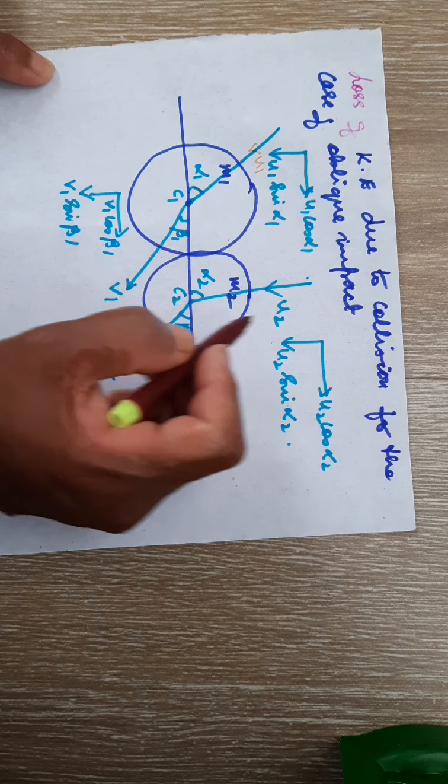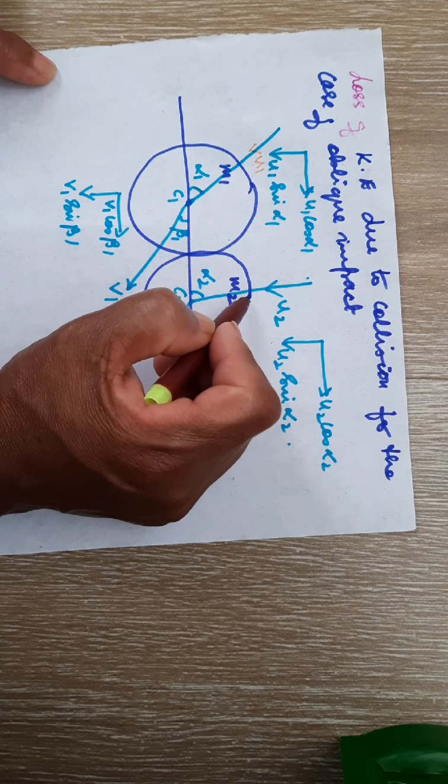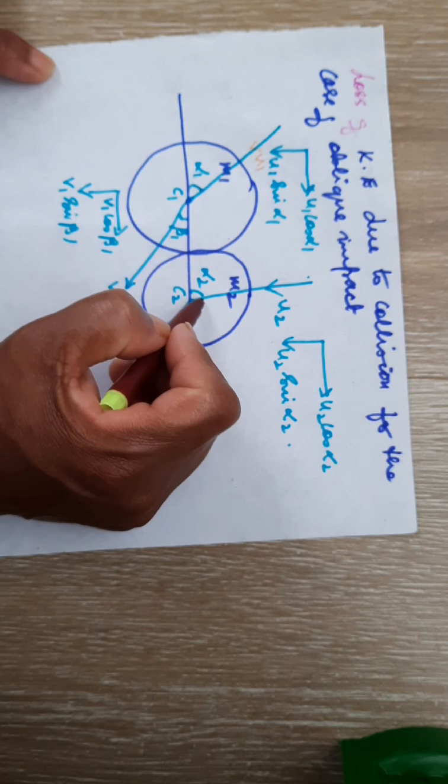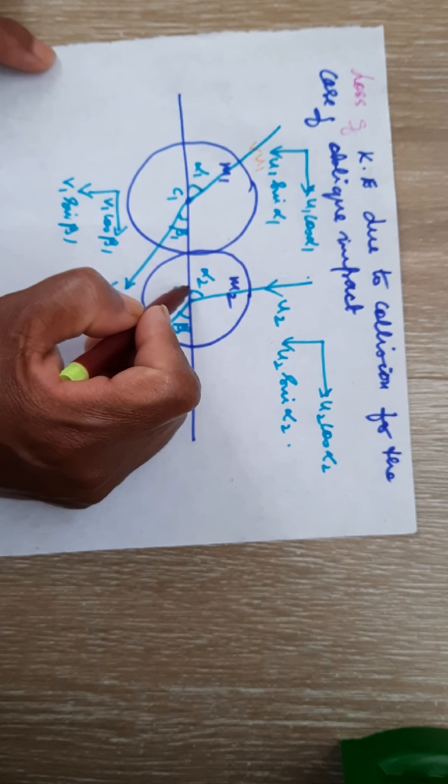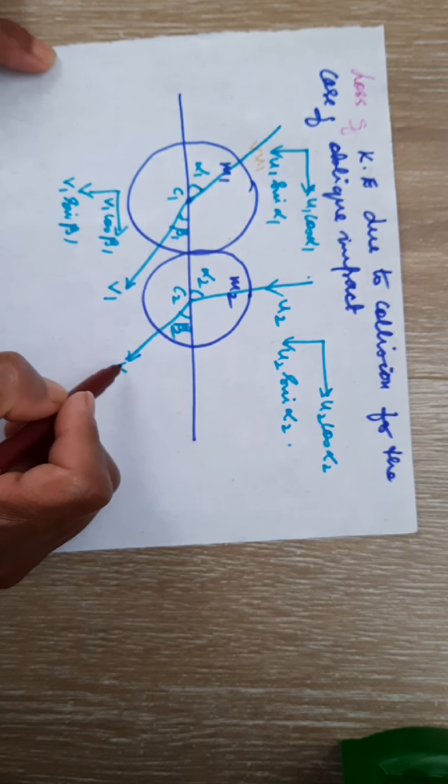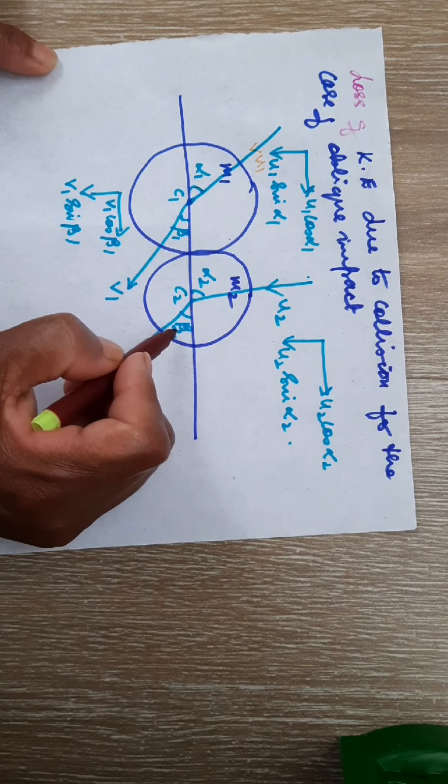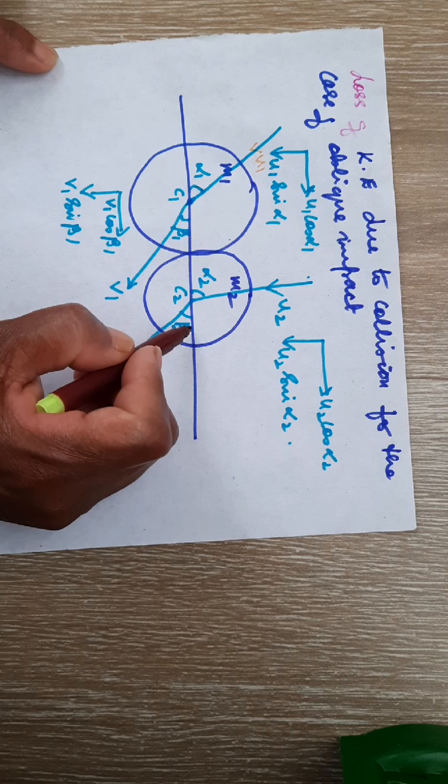Similarly, for the second sphere, let us take u2 to be the velocity of the second sphere before impact, making an angle alpha 2 with respect to the line of centers, and after impact let its velocity be v2, making angle beta 2 with respect to the line of centers.